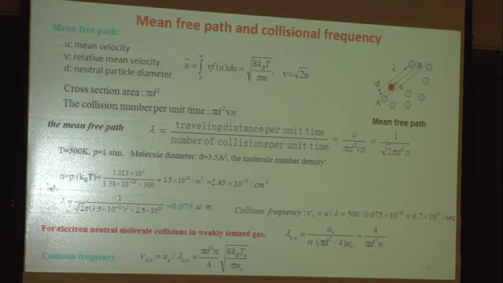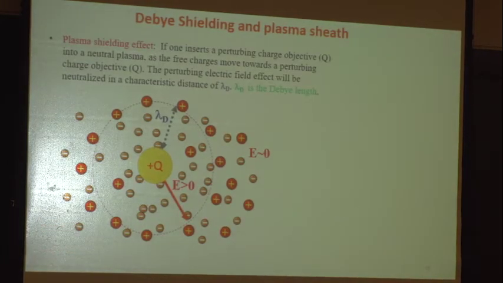So the next thing is the Debye shielding effect and then plasma sheaths. If you put two electrodes with a DC discharge, the voltage will not decrease linearly between the electrodes. It will drop significantly near the surface of the electrode. That we call the sheath effect. So what does it mean by sheath effect?